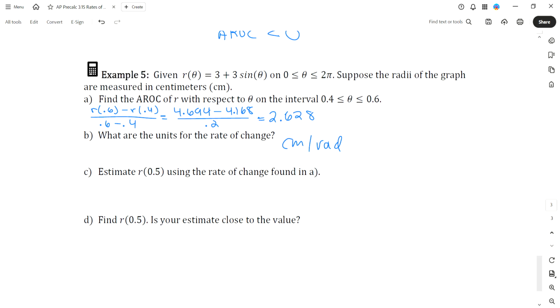Now, this is just an estimation. This is not the actual answer. Estimate r of 0.5 using the rate of change found in part A. Now, what is unique about 0.5 in respect to the problem?